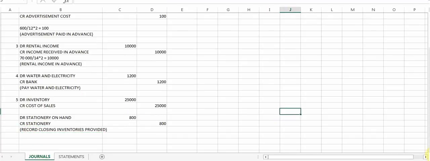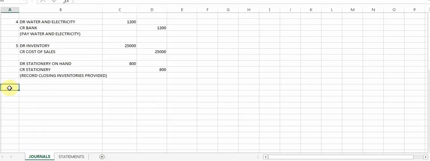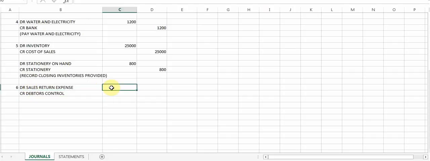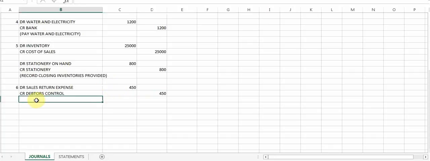Right. Number 6. Number 6 was the return of the goods by the customer. So we said we debit the sales return. This is an expense account. And we credit the debtors control because the debtor owes us now less. And the amount there was 450 Rand. I'm going to make a narration. I'm just going to say goods returned by debtor.